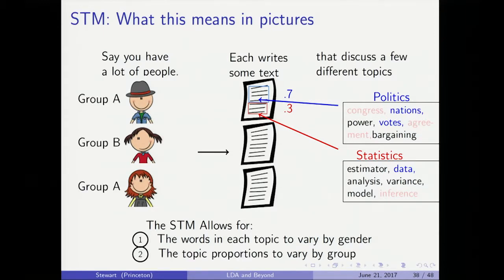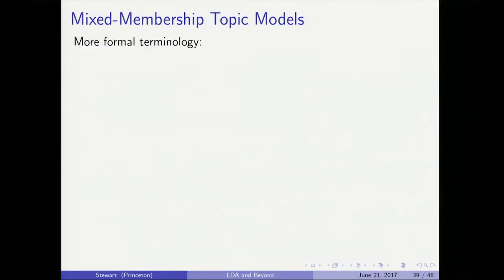We can also allow topic proportions to vary by some piece of metadata. Maybe it's the same metadata, maybe it's the gender difference. Maybe it's something else like groups in an experiment. So maybe these two people were assigned to one group and this person was assigned to a different group. And we can have an arbitrary number of different types of metadata.